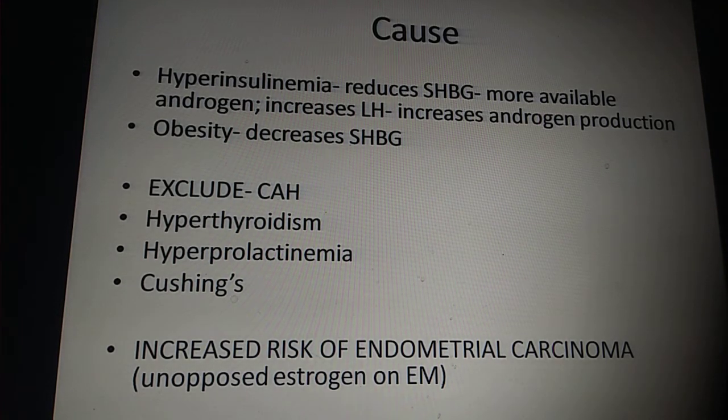So when you go about it, you have to exclude certain differential diagnoses like congenital adrenal hyperplasia, hyperthyroidism, hyperprolactinemia, and Cushing's syndrome. And these women are at increased risk of endometrial carcinoma because there is unopposed estrogen on the endometrium.